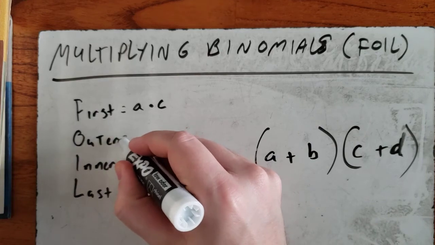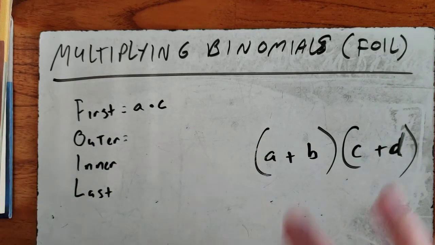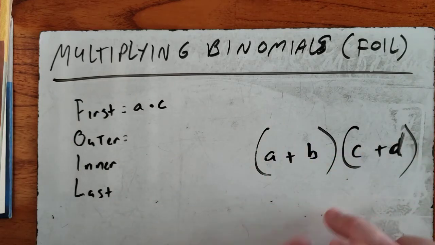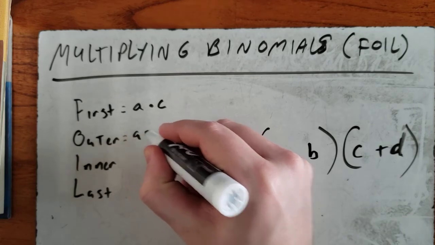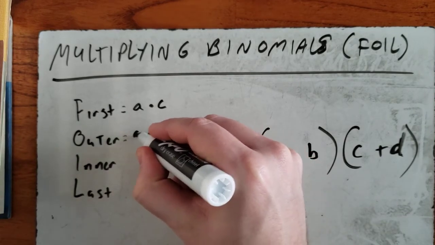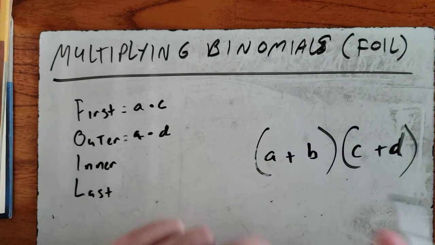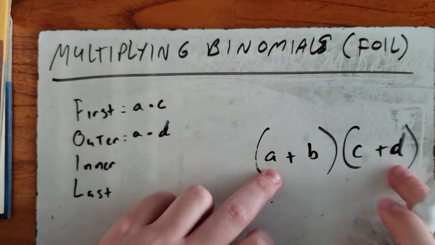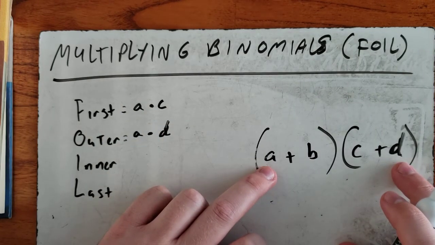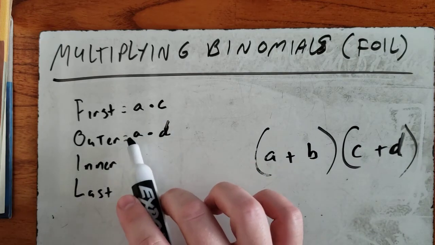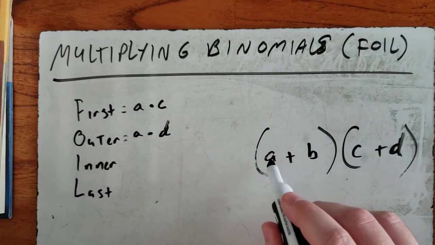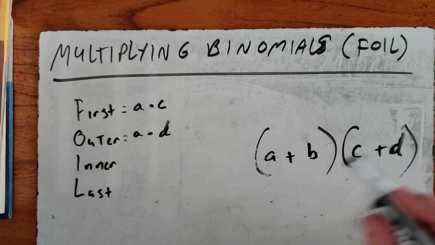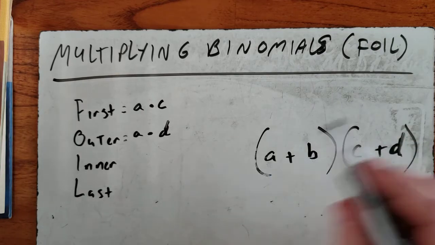The next one is outer. So outer means the terms that are on the, quote, outside of the two terms you have here. So in this case, your outer terms are A and D, okay? So you're multiplying A times D, and that's the two you're multiplying with outer. So the first one is A times C, the second one, outer, is A times D. So basically it's your first term of the first one being multiplied by both terms in the second one. So A times C, A times D. That's what we're doing first.